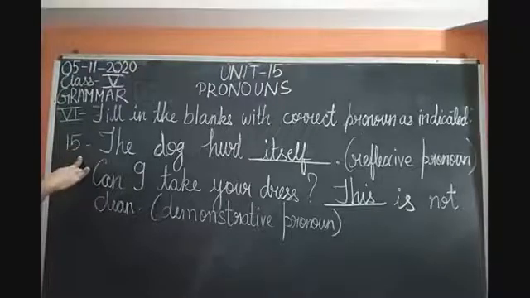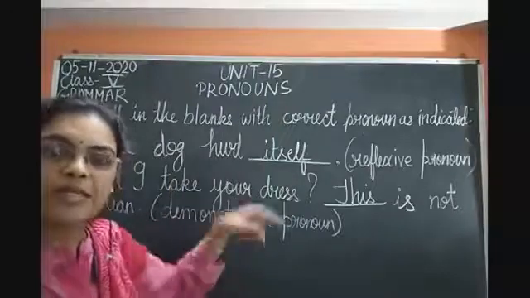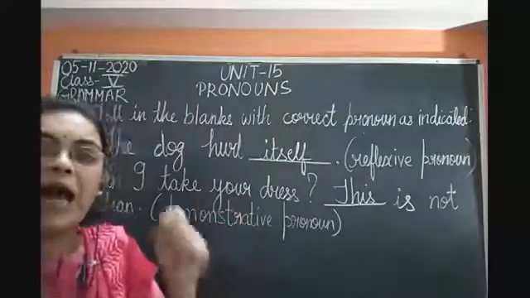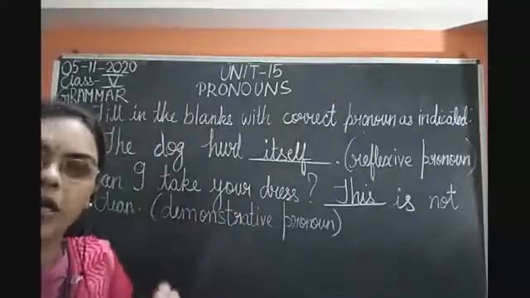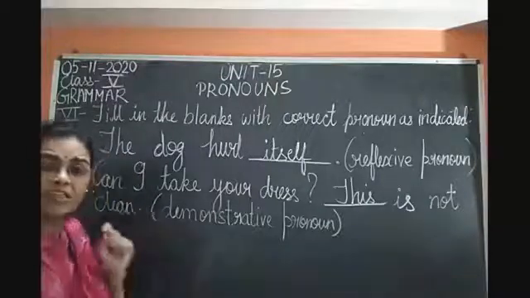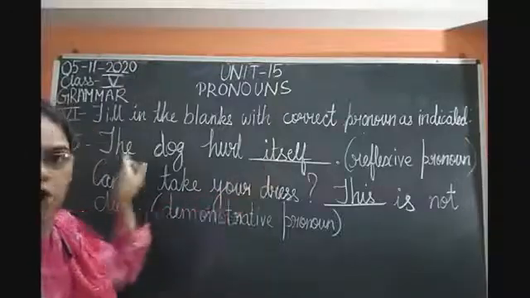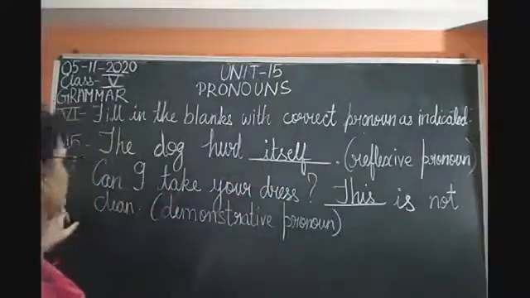The 15th sentence is the dog hurt itself. Dog, third person, singular, animal है. Animal के लिए हम subject pronoun it use करते हैं. And for the subject pronoun it, we use the reflexive pronoun itself. So, हमने यहाँ पे itself भरा. The dog hurt itself.